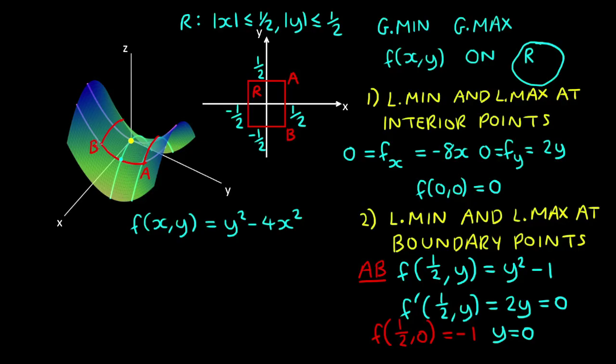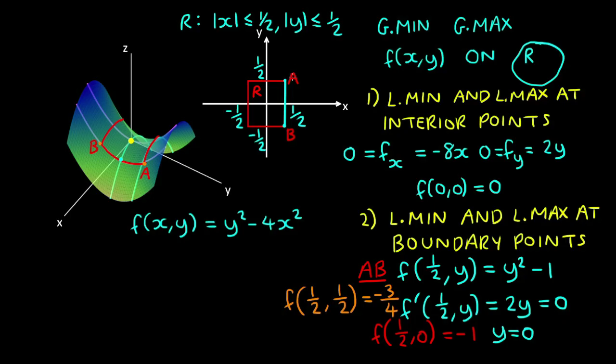And now we check the endpoints of the boundary. So at point A, where y is equal to 1/2, we have f of 1/2 and 1/2. We have 1/2 squared, which is 1/4, minus 1 is -3/4. And similarly, at y is equal to -1/2, we also get the function evaluating to -3/4. So now we've covered this boundary line, including the endpoints.